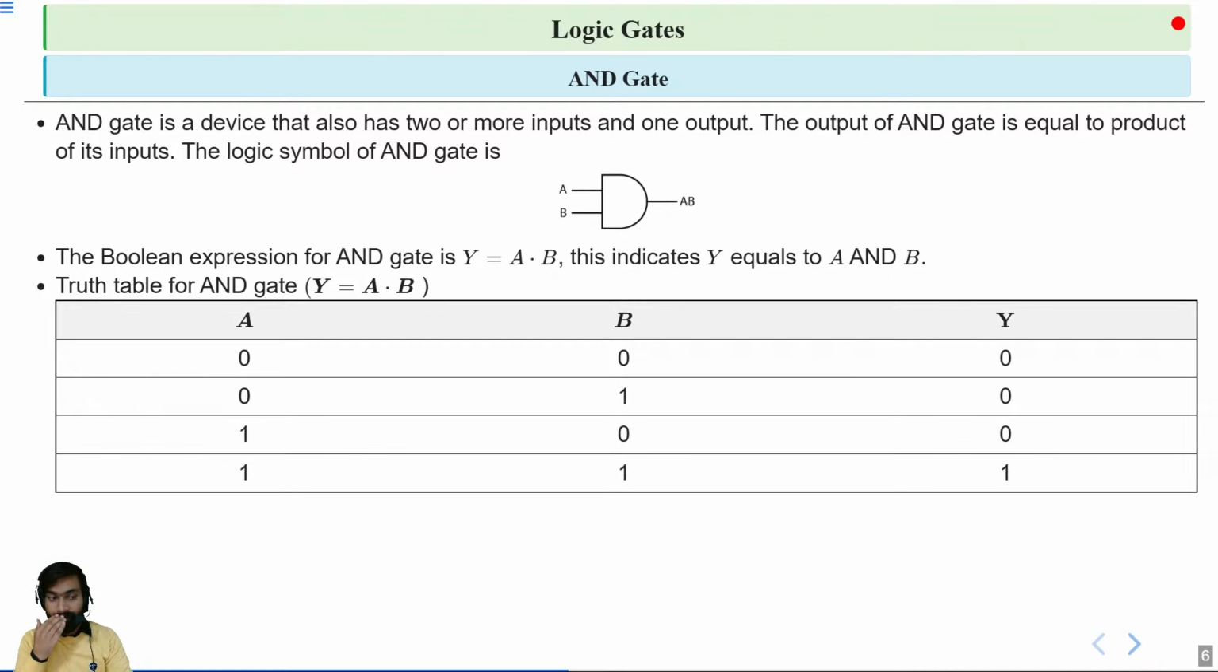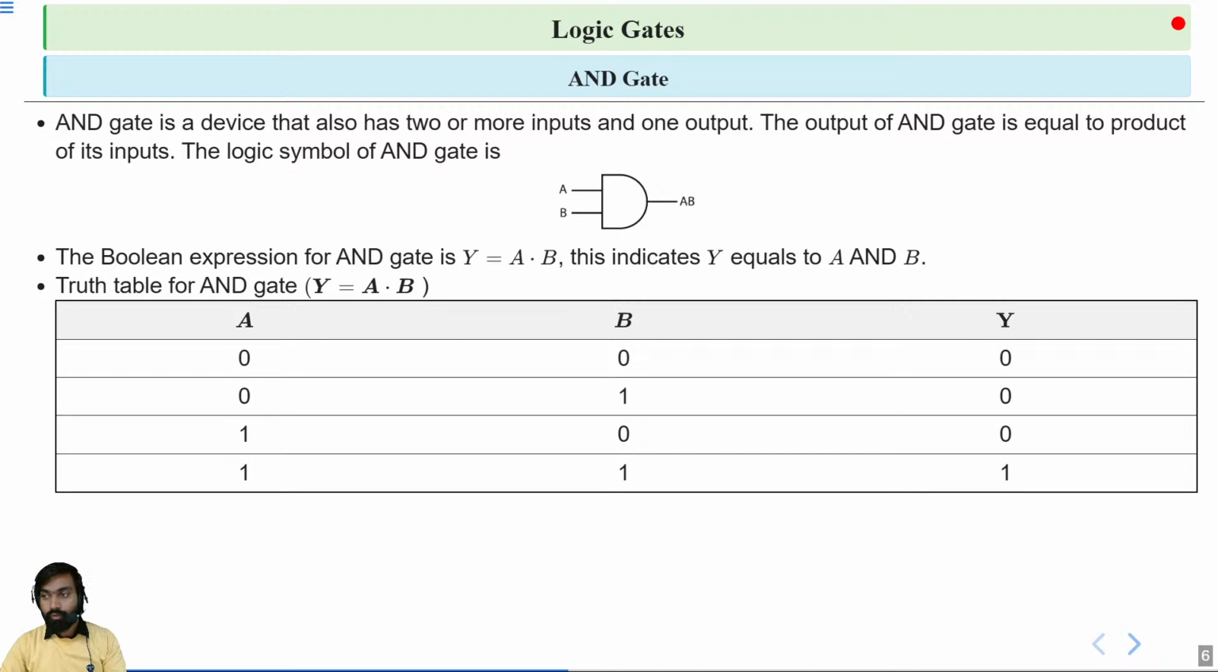So the expression Y equal to A dot B means what? Output Y equal to 1 if both inputs A equal to 1 and B equal to 1, and output Y equal to 0 if any input is 0. So this makes the AND gate a gate that requires all conditions to be met to produce a high output.